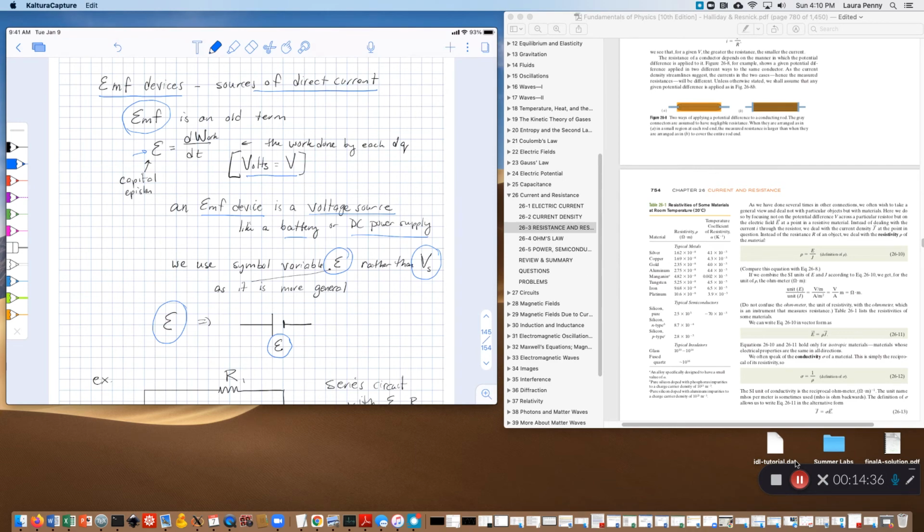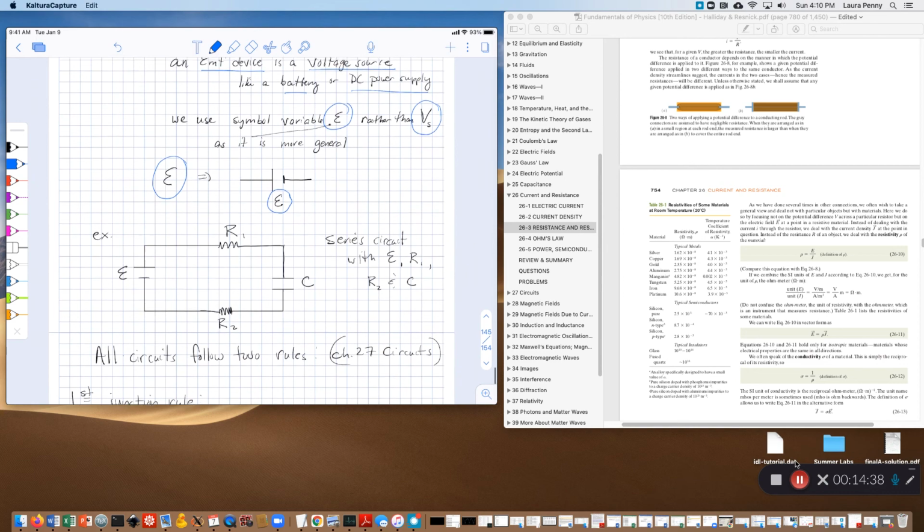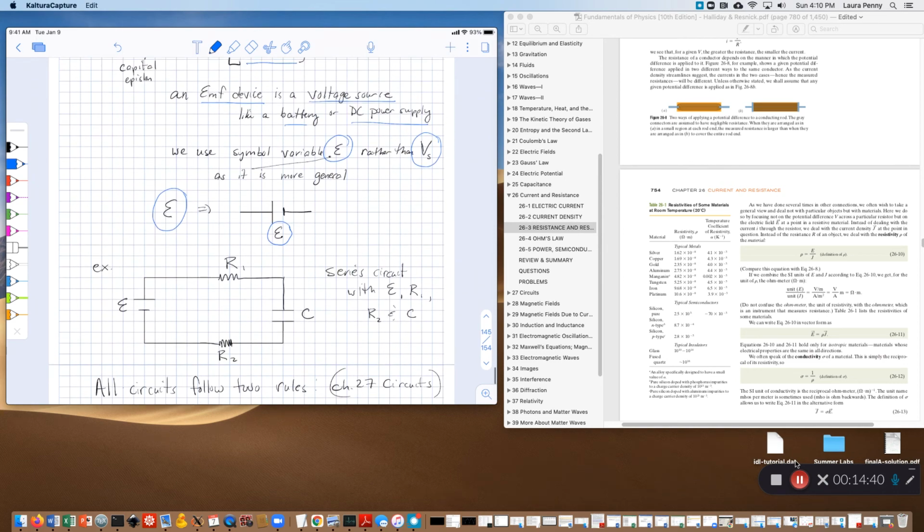And again, here's an example of a circuit diagram where instead of having a voltage source, I'm going to say, here's my EMF. And again, the symbol looks just like what we had for a battery. I have a resistor 1 and a resistor 2 and maybe a capacitor. This is a series circuit diagram with an EMF, 2 resistors, and a capacitor.